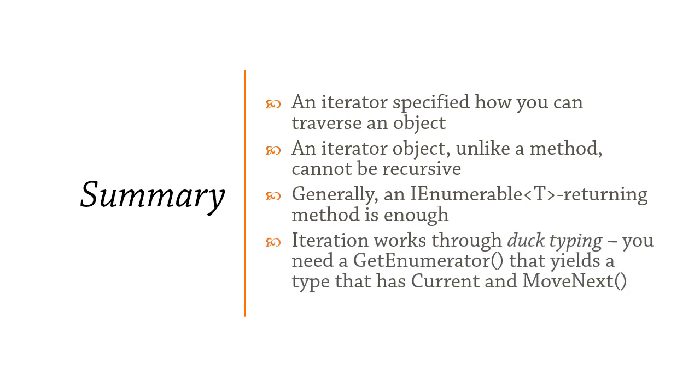Now, iteration works through something called duck typing. We've looked at the fact that you don't really even have to implement IEnumerable of T. You just have to have a method called GetEnumerator that yields a type which has a property called Current and a Boolean-returning method called MoveNext. And provided you have those things, you don't need to implement anything, and the .NET framework will still allow you to use this iterator as part of a foreach statement.